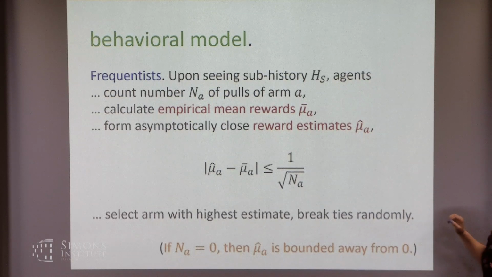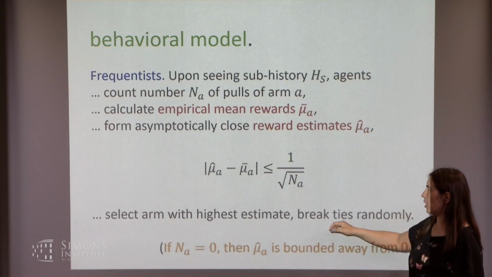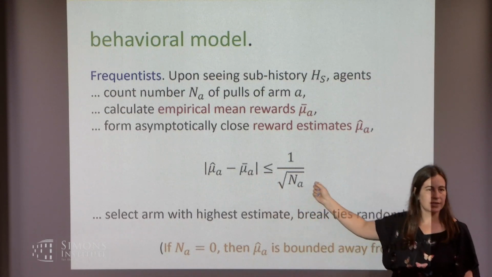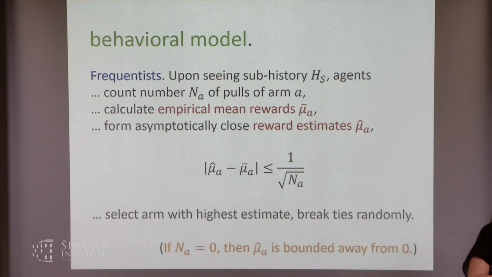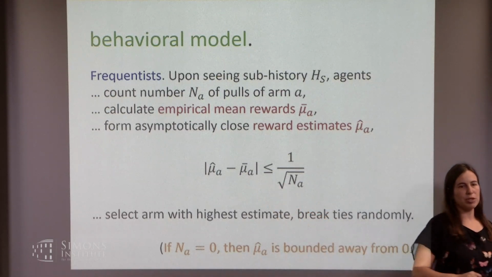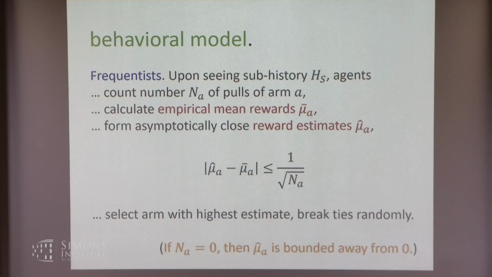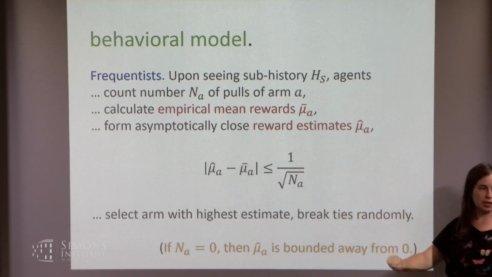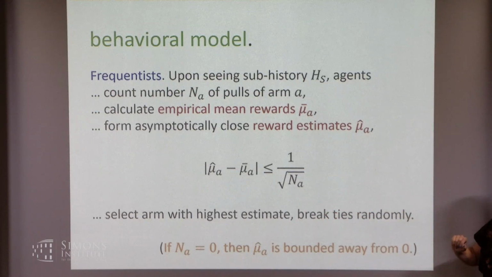And I'm going to require that mu hat A gets closer to mu bar A as the number of samples grows. So if you don't have very many samples of the arm, I'm letting you do whatever you want. But as you get more and more samples of the arm, you have to get closer and closer to the empirical mean reward. And then the behavior that they follow is they look at all their estimates and they pick the arm with the highest estimate, and let's say that they break ties randomly.